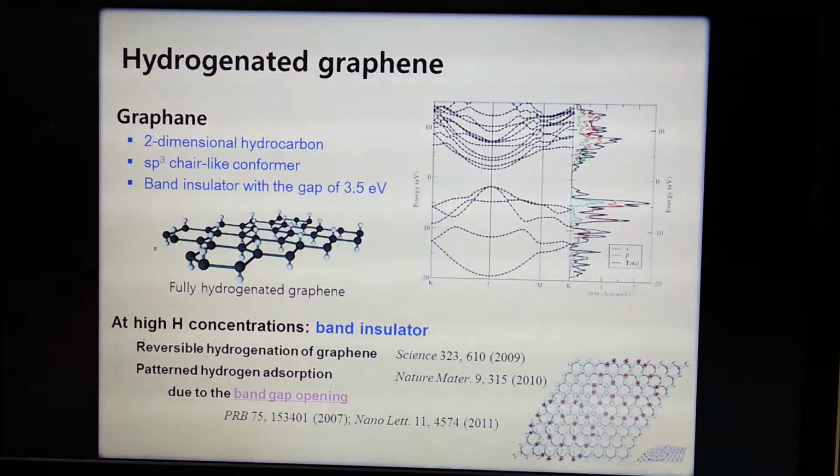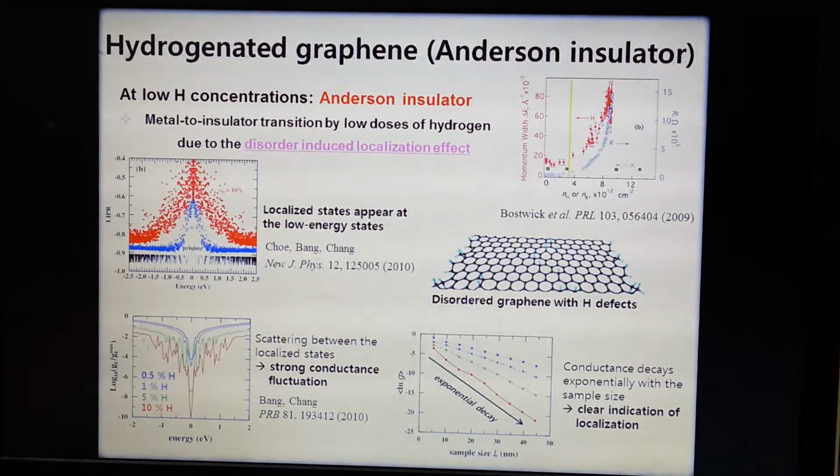It was predicted that if graphene is fully hydrogenated, metallic graphene turns into an insulator, so-called graphane. Soon after that, it was confirmed by experiments that a metal-insulator transition takes place in hydrogenated graphene. Some other strategies, such as patterned hydrogen adsorption on graphene, were also suggested. In all these cases, the origin of the metal-insulator transition is the band gap opening, and therefore we can classify them as band insulators.